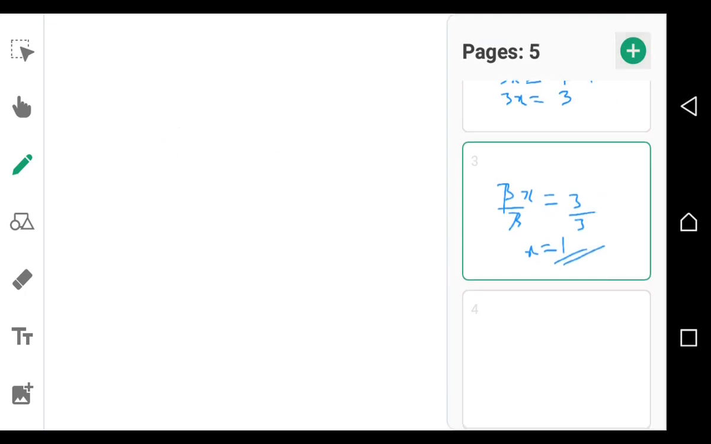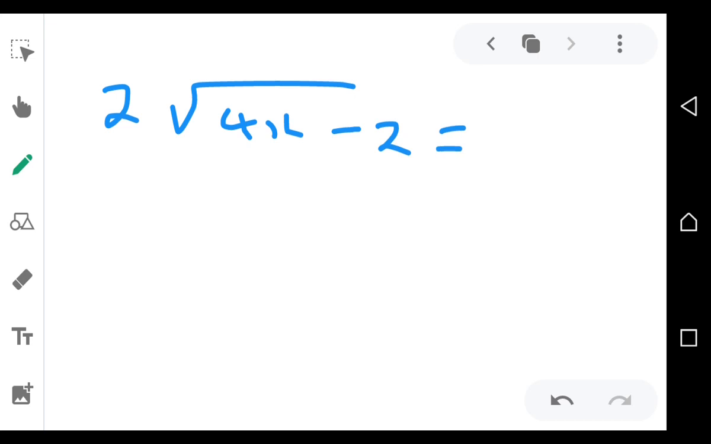Okay? Example 2. If they put for you 2 square root of 4x minus 2 is equal to 5, for example. Actually, let me put 6. Okay, this is a question: 2 square root of 4x minus 2 is equal to 6. That's the second question.